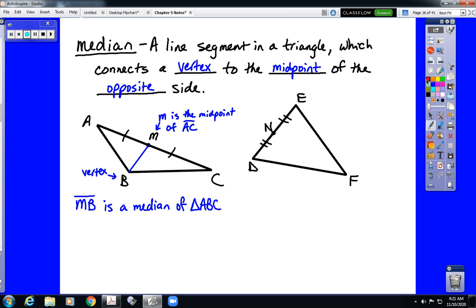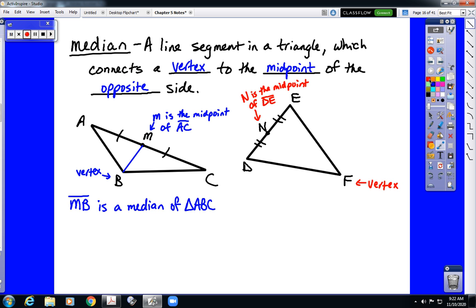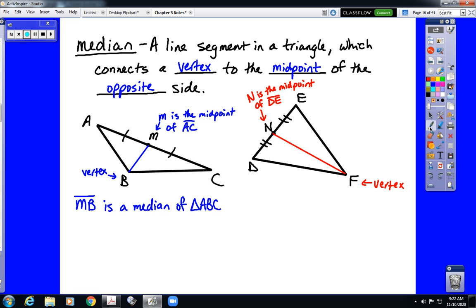Same thing over here. N is the midpoint of side DE as marked. The two marks and the two marks indicate that N is exactly in the middle. F is a vertex. So if we draw a line segment that connects N to F, we have drawn a median. Okay, so NF is a median of triangle DEF.